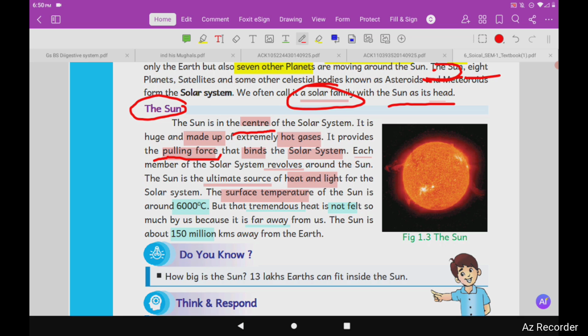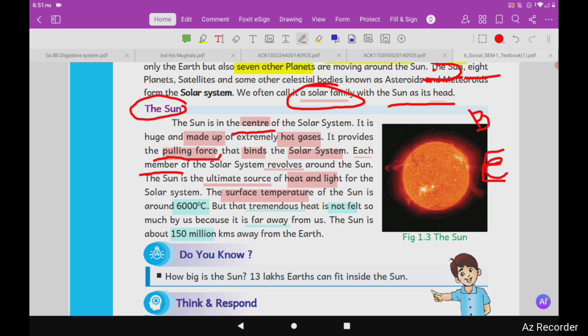If we compare the earth with the sun, the sun is almost 13 lakh times bigger than the earth. So, as it is a very big object, it attracts all the planets, comets, asteroids, etc. That pulling force binds the solar system. Each member of the solar system revolves around the sun.